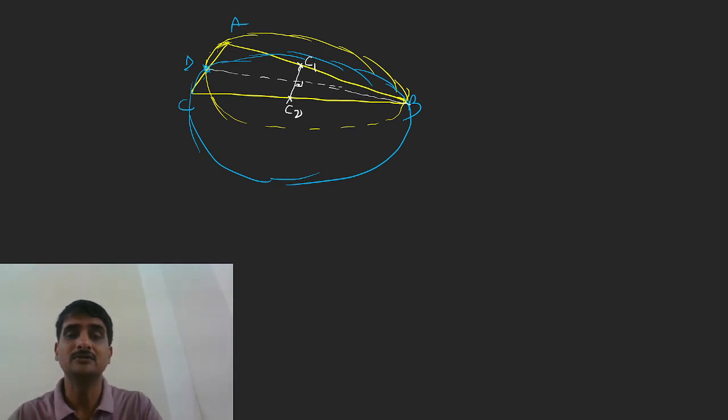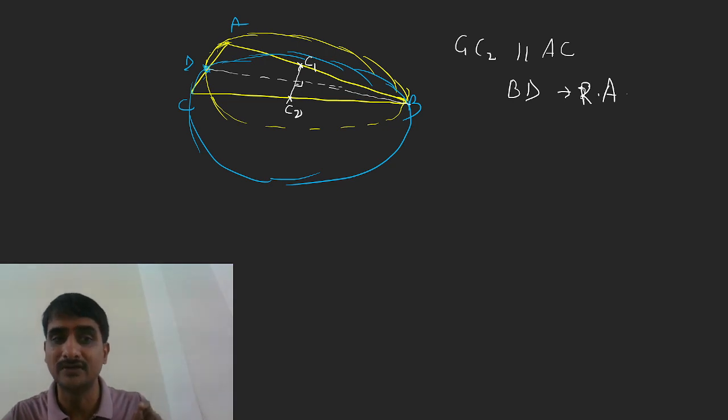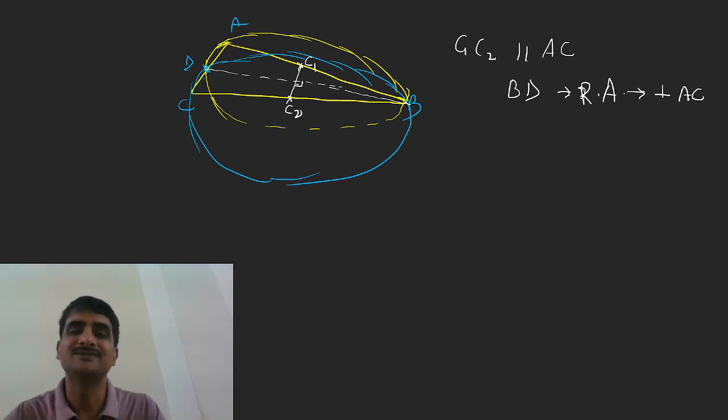9th class midpoint theorem, the line segment joining the centers is parallel to the third side and is half of it. So C1C2 is parallel to AC. So that means BD, the radical axis, bachcho, because the common chord is the radical axis. BD is the radical axis, is perpendicular to AC also.